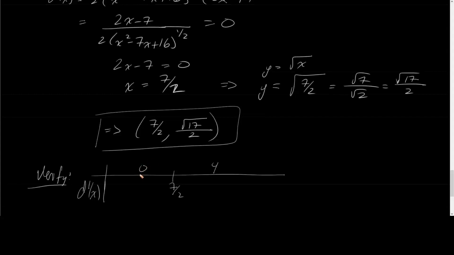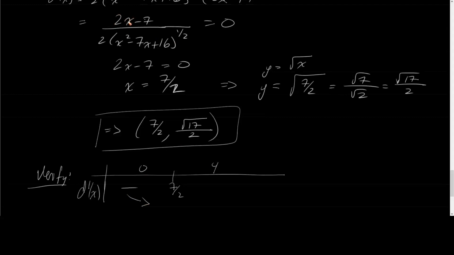Now if I plug in 0, what do I get? On the top, 2 times 0 is 0, 0 minus 7 is negative. So on top it's negative. On the bottom, 0, 0, positive 16. 16 to the 1/2 is positive. The bottom is positive. So the top was negative, the bottom is positive. Overall it's negative, decreasing.